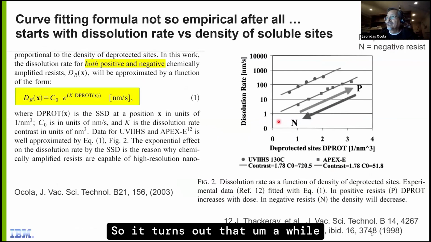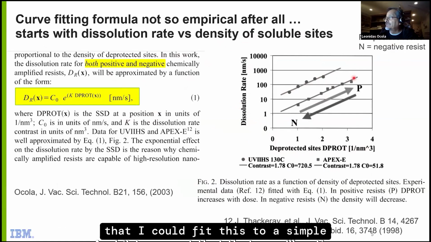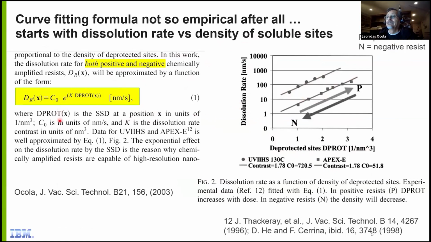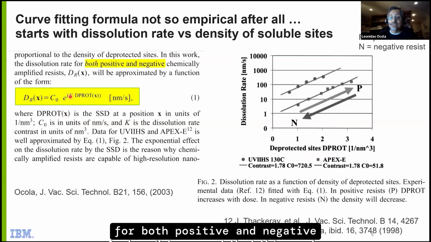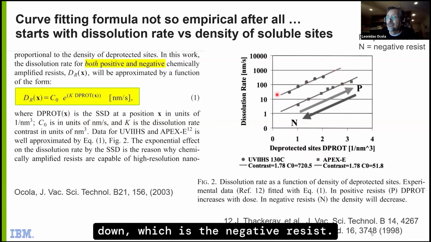So it turns out that a while back I was looking at, and I showed this in my previous talk, the soluble site density, and there was this paper showing the protected sites as a function of density and the dissolution rate. And I noticed that I could fit this to a simple exponential. And so it turns out that this works for both positive and negative resist, because you go up. If you increase the density of soluble sites, then your dissolution rate goes up. And if you're taking away soluble sites, your dissolution rate goes down, which is a negative resist.